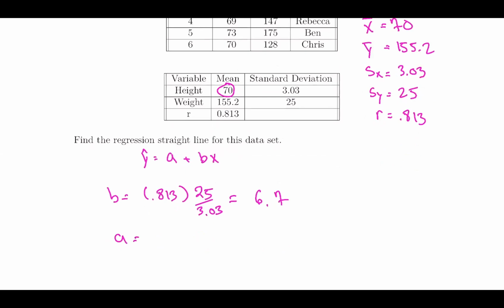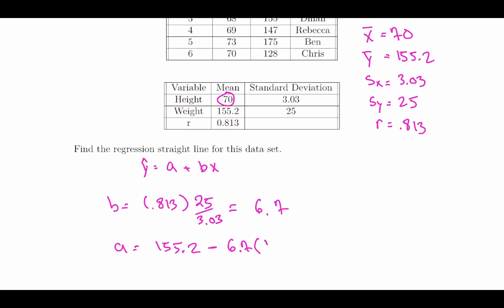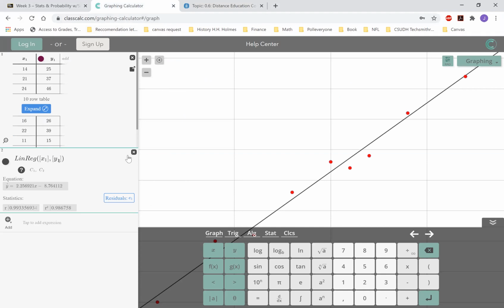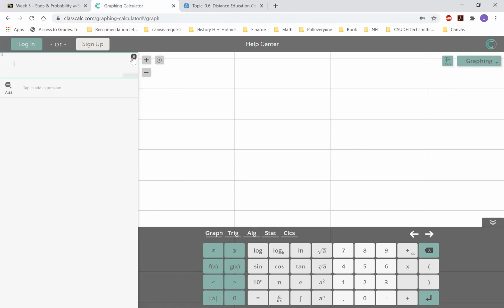For the y-intercept, you do 155.2 minus my slope, which is 6.7, multiplied by the mean of x, which is 70. So let me go ahead and do this in ClassCal, so that way you can see how to enter it.